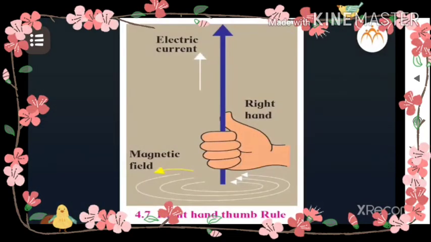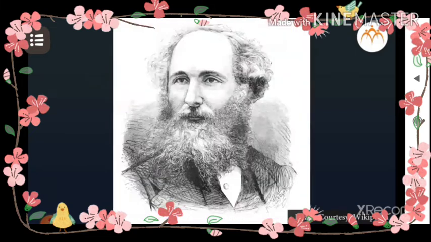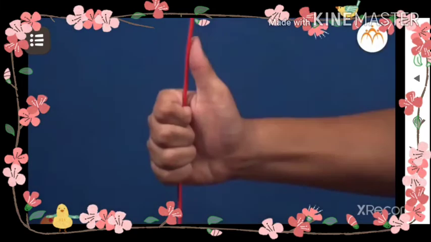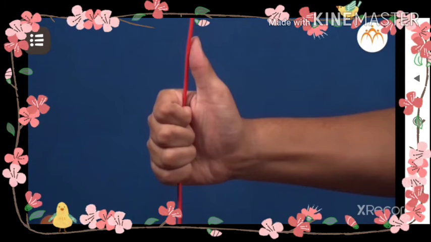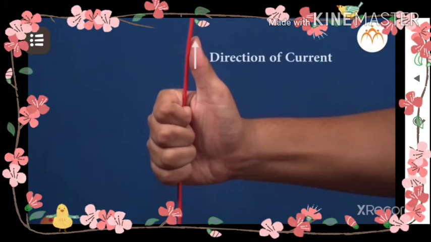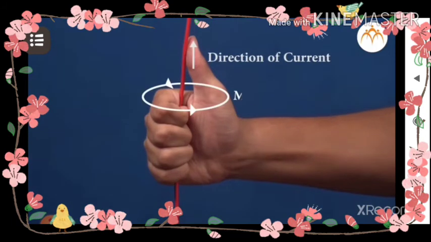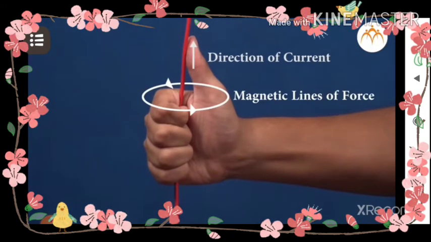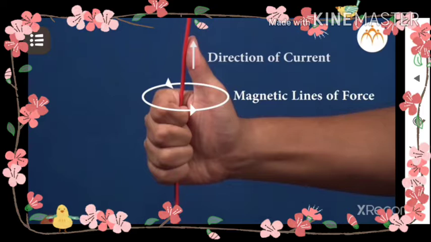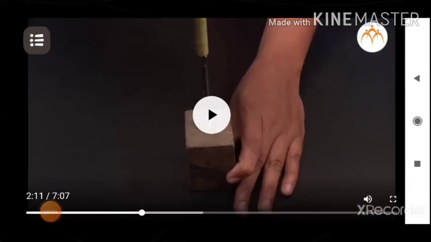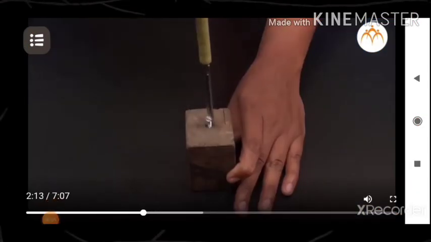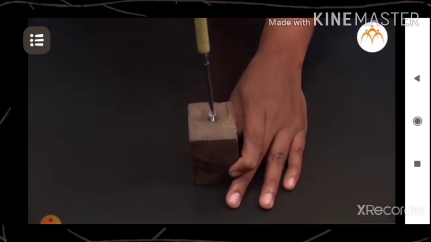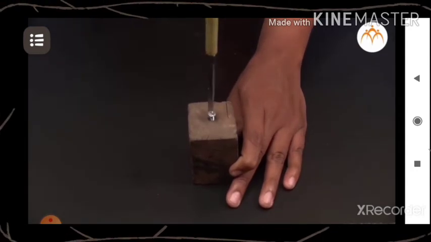Right hand thumb rule. This is a convenient rule for finding out the direction of the magnetic field produced by a current flowing through an electric conductor. Imagine that you have held the conductor in your right hand in such a way that your thumb points in the direction of the current. The direction of the fingers is the direction of the magnetic lines of force. The right hand thumb rule is also called Maxwell's corkscrew rule.